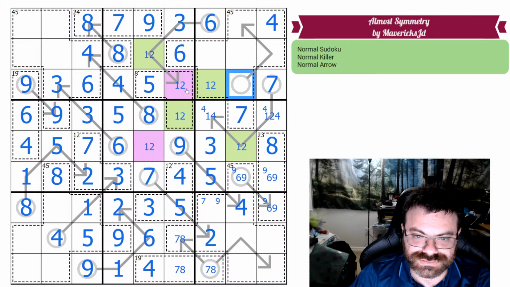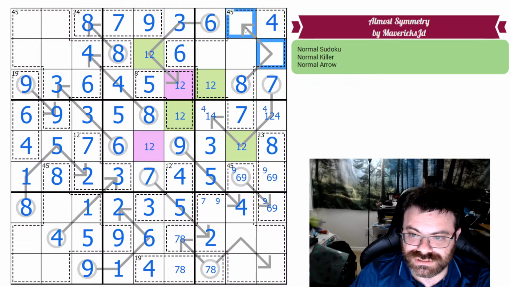So what is this? 8. Can't do 1, 7. Can't do 2, 6. So it must be 3, 5. That goes this way. And what's left? We need a 1, 2, or 9.